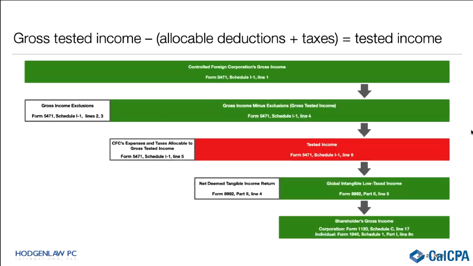And the result of doing that, subtracting the expenses and allocable taxes, will be the thing called tested income. And this is a fun thing, and this is the one that you really care about, because it's the next to last step before you come to the actual global intangible low-taxed income that's going to drop on your personal income tax return, and you're going to have to pay real income tax on that, whether or not the CFC actually distributed any money to you, so you could pay the tax.